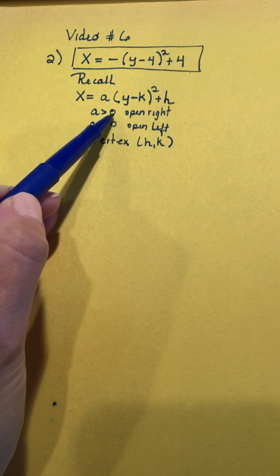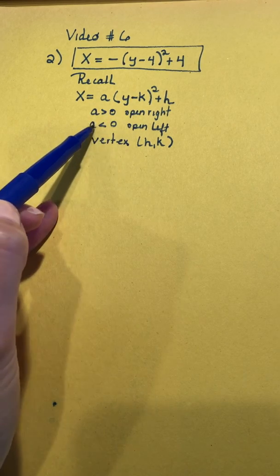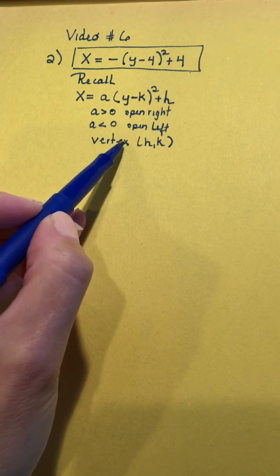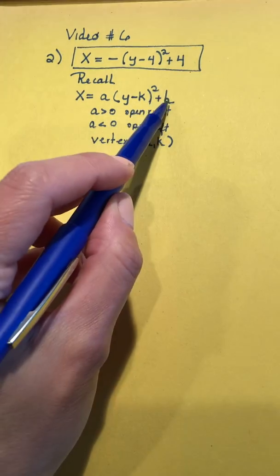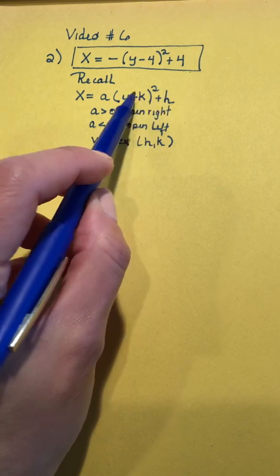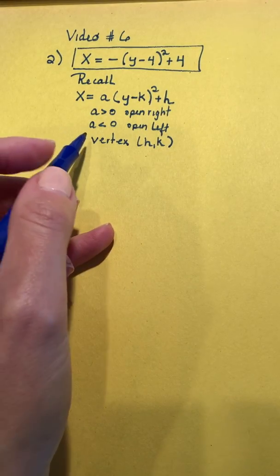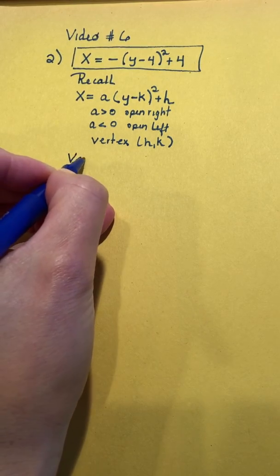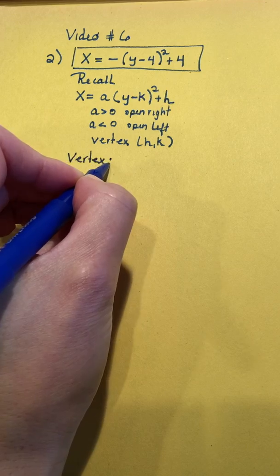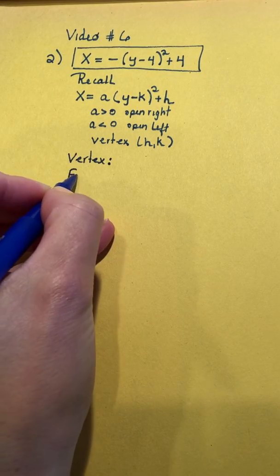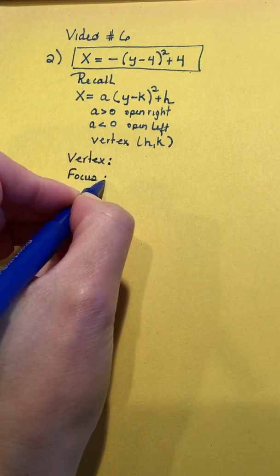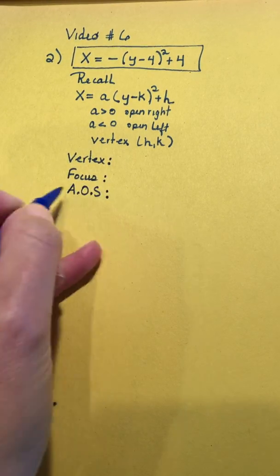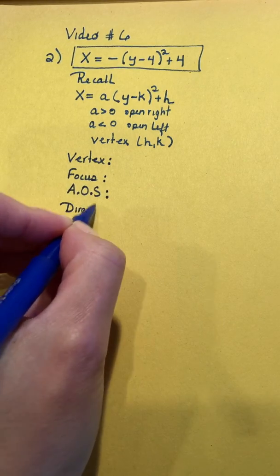Remember, when a is greater than 0, I open to the right. When a is less than 0, I open to the left. And remember, my vertex is still hk, even though this hk is sort of out of the order we're used to. Okay, so let's find the four items. We need to find the vertex. We need to find the focus point. We need to find the axis of symmetry. And we need to find the directrix.